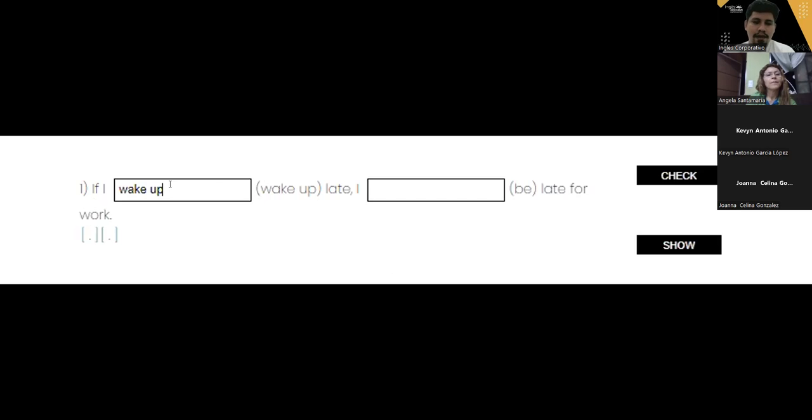Wake up. ¿Por qué este wake up? Bien, en presente simple, cuando nosotros utilizamos una oración afirmativa y utilizamos primera persona, ¿qué sucede? Nosotros utilizamos el verbo en su forma base, ¿sí? Ahora, cuando utilizamos nosotros, en la número dos, el verbo to be y está en presente simple, ¿cómo debemos nosotros colocar ese verbo? En este caso, en el espacio en blanco. ¿Cómo debería de ir? Si estamos haciendo uso del verbo to be.